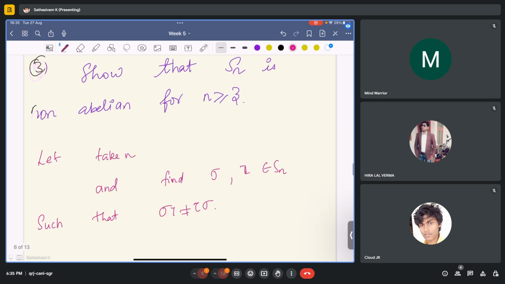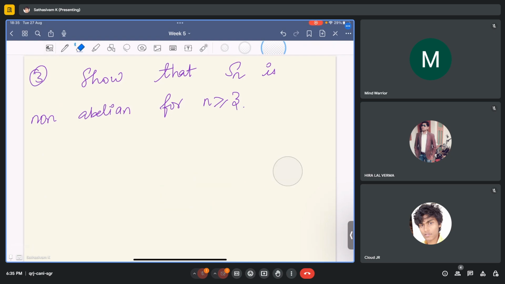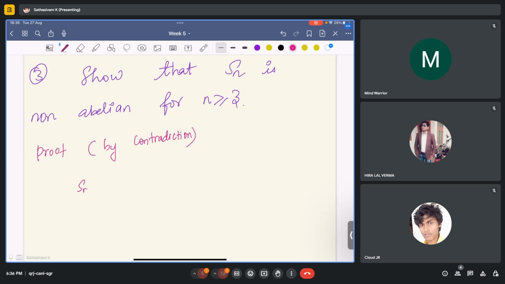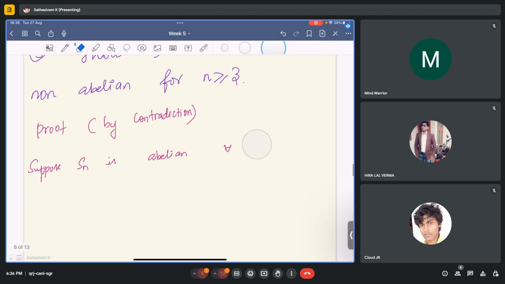So we will go by contradiction, but you don't have to go by contradiction. I'll just use proof by contradiction. So what we are going to do is we assume that Sn is abelian. Suppose Sn is abelian for all n greater than or equal to 3. Okay. So let's say it's abelian for some n.